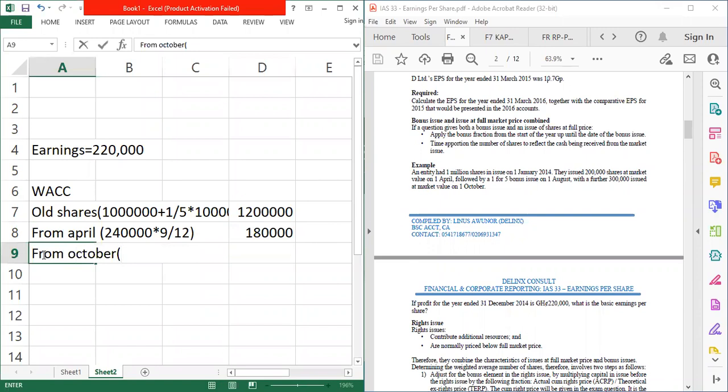So this is 300,000. This shares has done how many months? 3 months: October, November, December. So we multiply this by 3, and that will give us 75,000. Let's put all together.